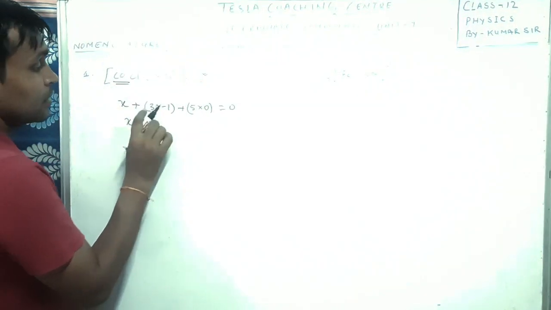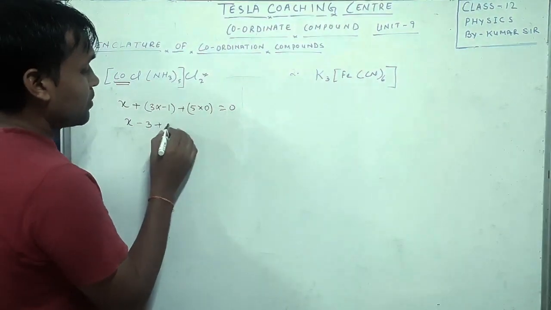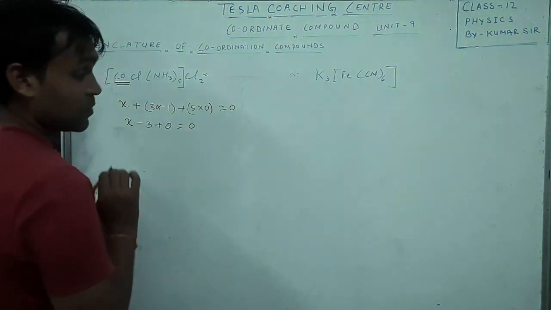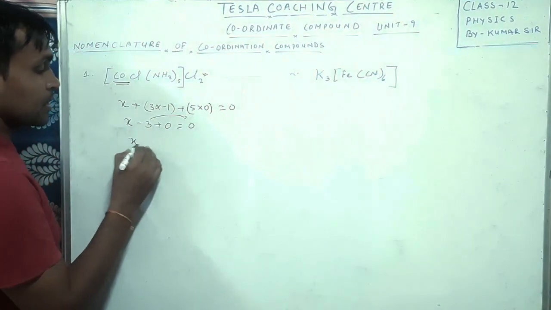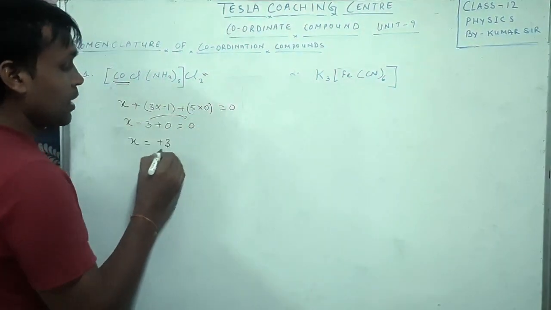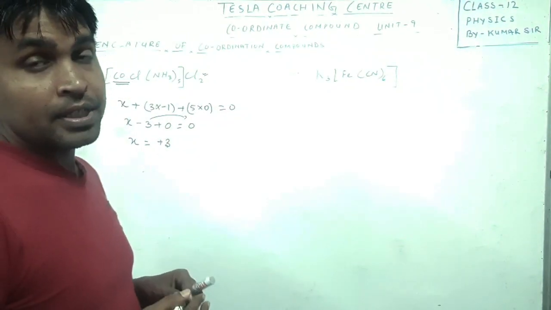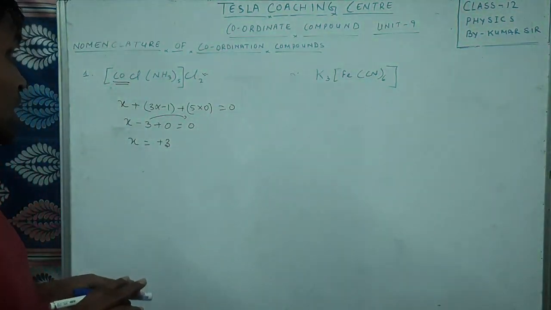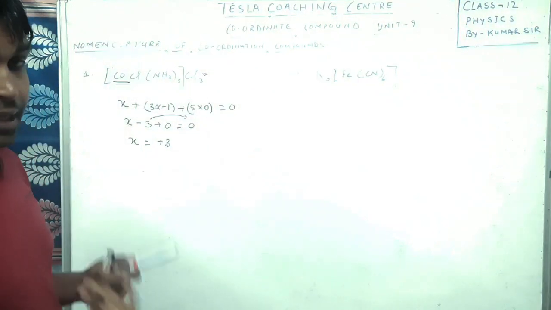So X, plus 3 into -1, and then 5 into 0 is 0, equal to 0. In the next step, we take this 3 to the other side, so it becomes +3. That means the oxidation number is +3. Now we are going to start the IUPAC naming of it.